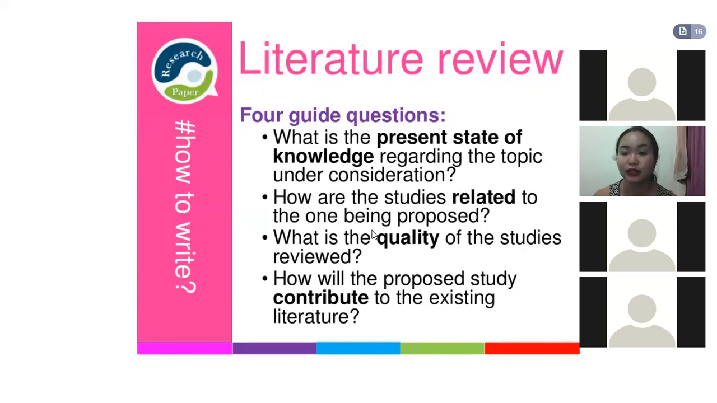Like for example, you say adlay as alternative to rice. So you're going to talk about the potential of adlay as a rice substitute. Then you could also put some title or a topic under review of literature na about rice production. So in relation or the rice qualities compared to adlay. So that is also very important.